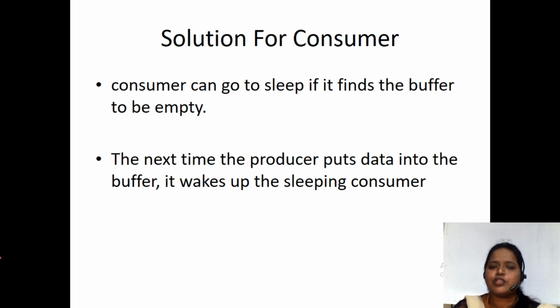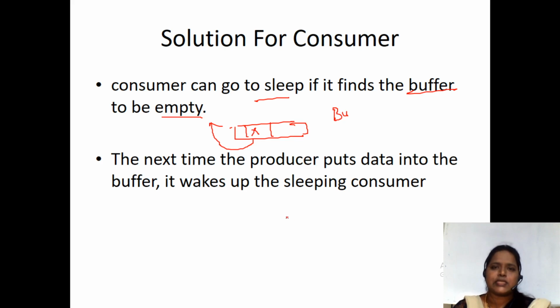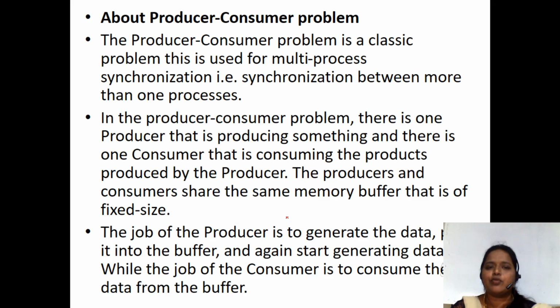Fine. So the solution for the consumer is that the consumer can go to sleep. When does he have to go to sleep? If the buffer is empty. So if the buffer is empty, the consumer will sleep. If any one item has been produced in the buffer, then the consumer will wake up and will consume the items. When the producer puts data into the buffer, it wakes up the sleeping consumer. So this is how the producer and consumer problem is going to be done, and by making use of semaphores, we will solve this problem.